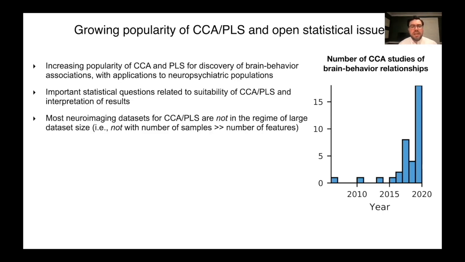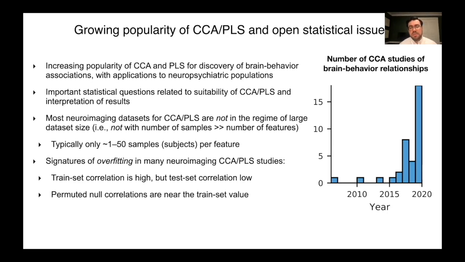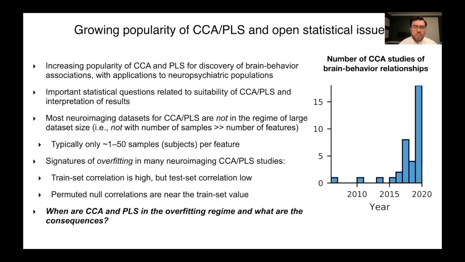And that's because most data sets actually do not live in the regime of large data set size, right? Most do not have a large number of samples for the number of features, typically 1 to 50. And therefore, that can lead to overfitting in this high dimensional multivariate data analysis. And we see signatures of this overfitting, such as high train set correlation, but low test set correlation, and permuted null correlations, which are near the train set value. And so the question that we addressed in this study is, when are CCA and PLS in this overfitting regime, and what are the consequences of that?